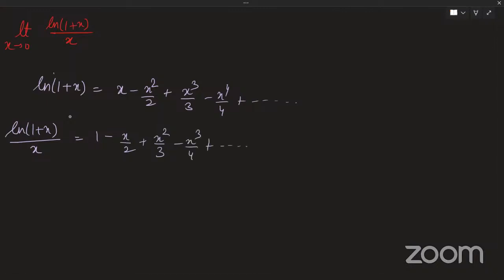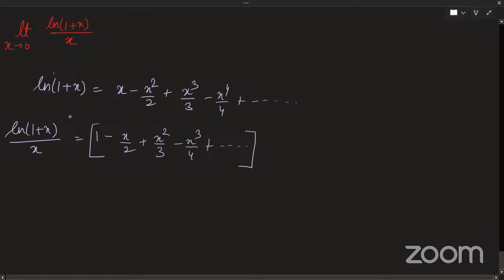So what will happen if you impose the limit x tending to 0? Correct, because all the higher order terms will go to 0. So this will turn out to be 1.